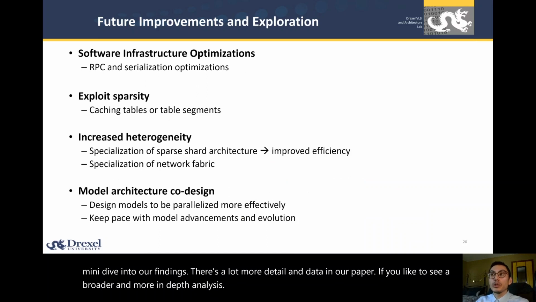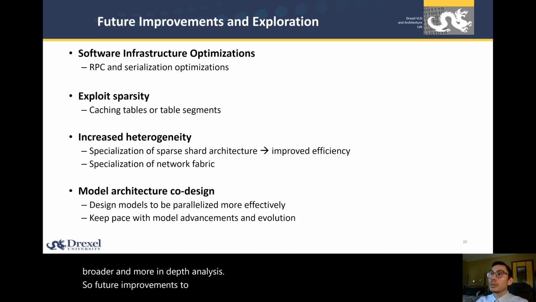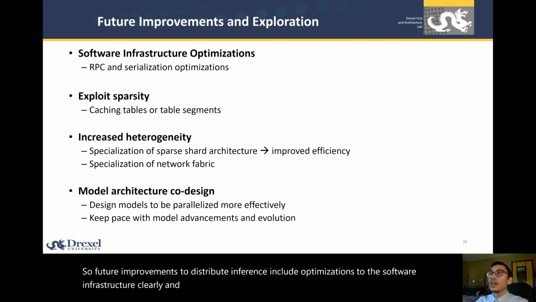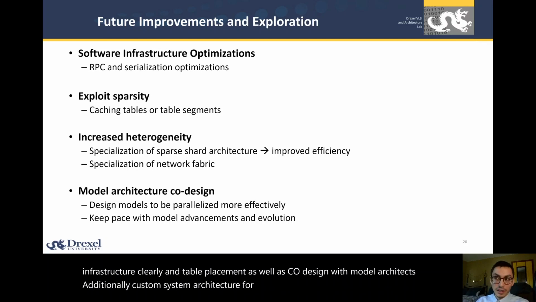So future improvements to distributed inference include optimizations to the software infrastructure, clearly, and table placement, as well as co-design with model architects. Additionally, custom system architecture for these models, which was not discussed in this work, is also an exciting opportunity.